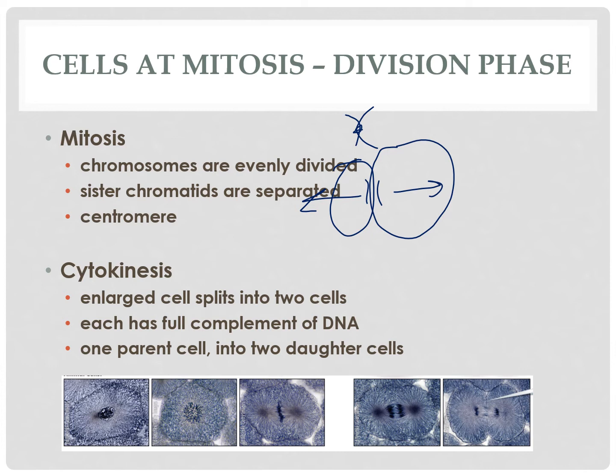Okay, and we'll go through the stages of mitosis in just a second. So that's the actual dividing phase. And then cytokinesis is like when you take the chopping block and you cut them in half. So that's when our enlarged cell is actually splitting into two cells. Each cell has its own full complement of DNA. It has all of the organelles. It has all of the things that each of the other cells have. So you're going from one parent cell into two daughter cells.